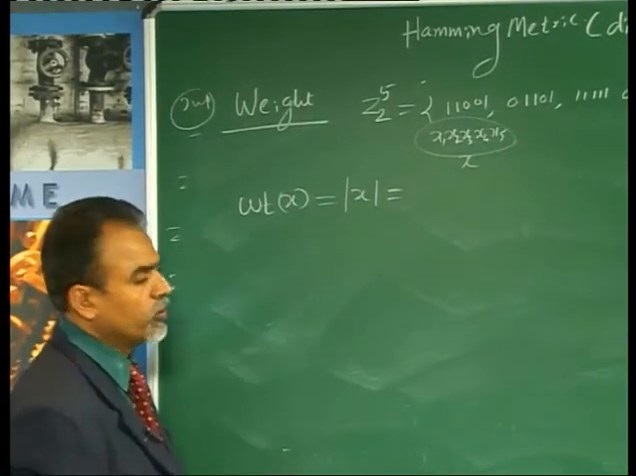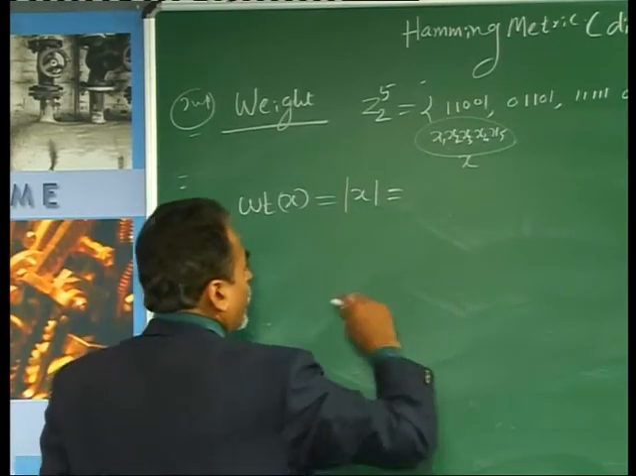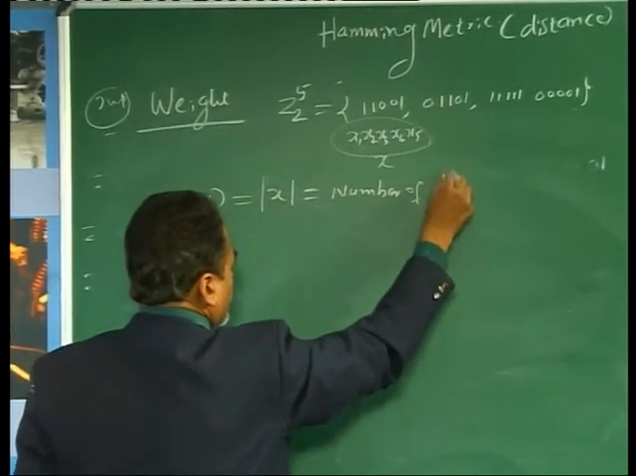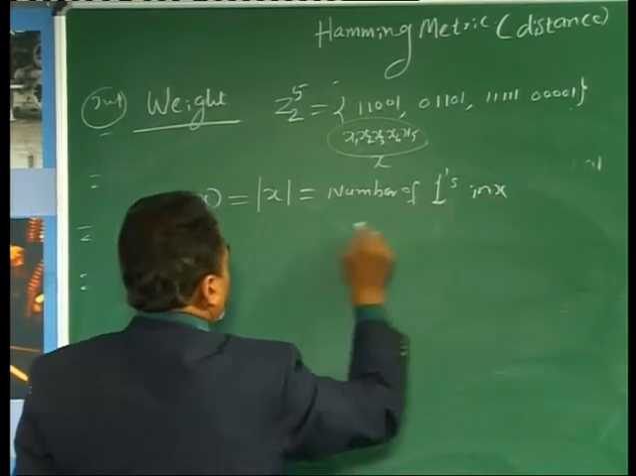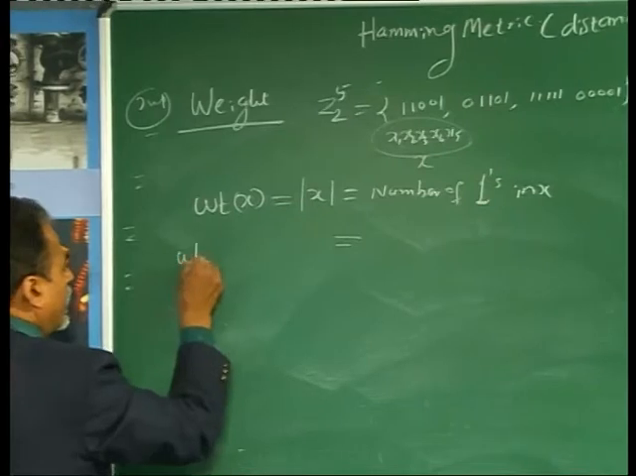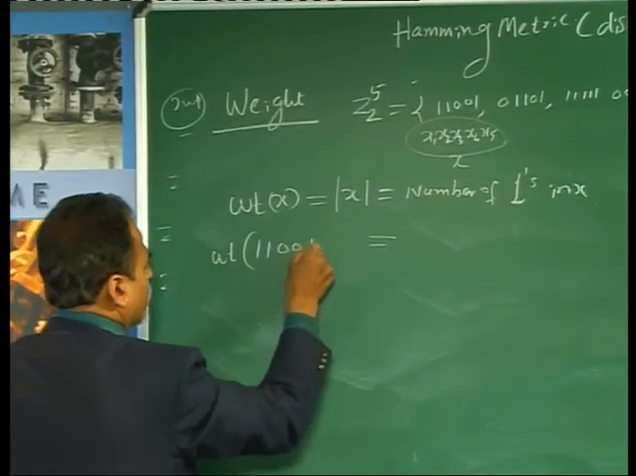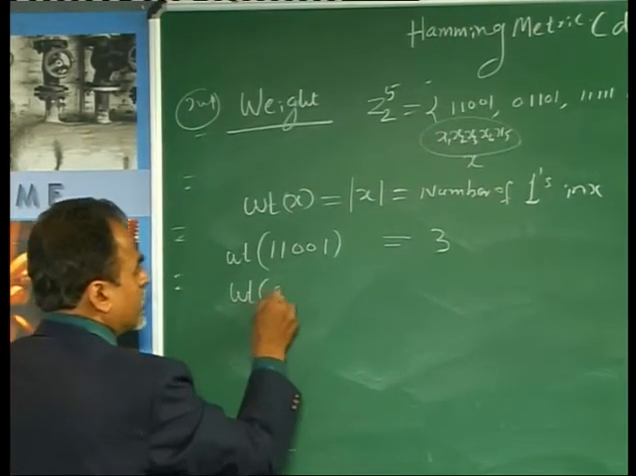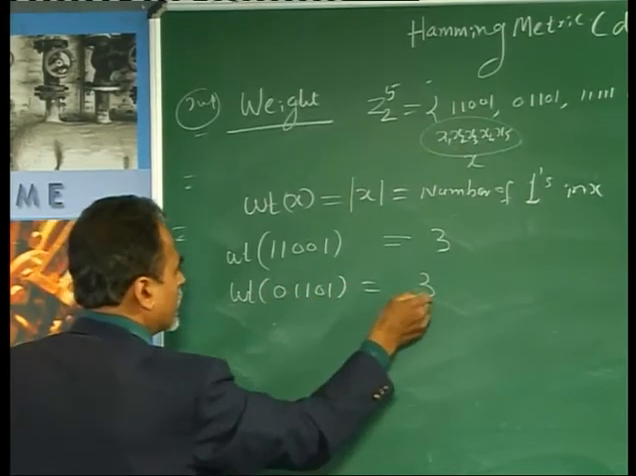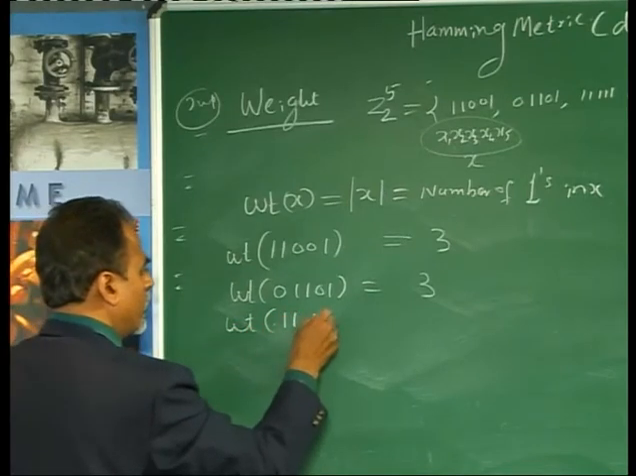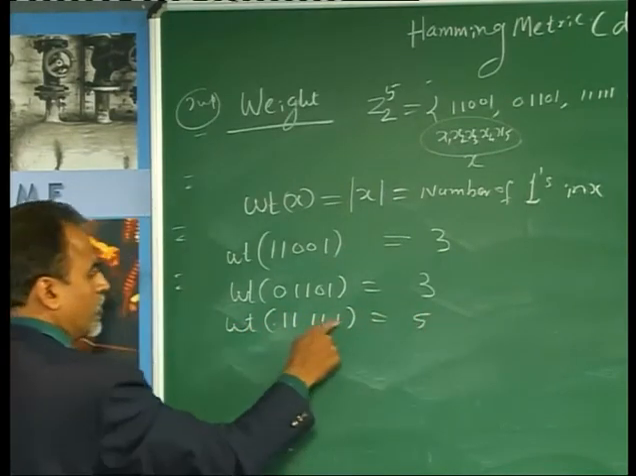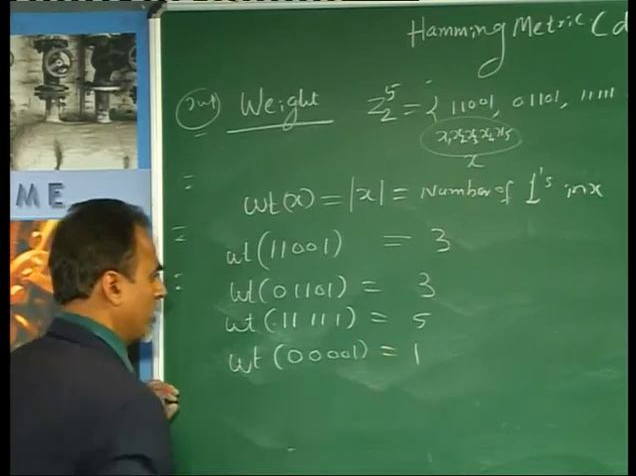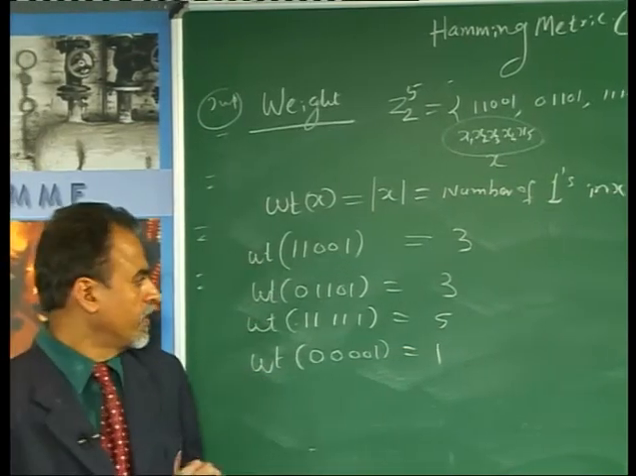Just like distance, this we are going to use as a distance later on. Mod of x is the number of ones in x. So for example, the weight of the first number 11001 is 3, as 3 ones are there. The weight of 01101 is also 3. The weight of 11111 is 5: 1, 2, 3, 4, 5. And the weight of 00001 is 1.